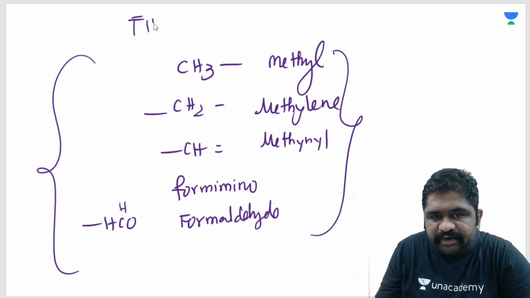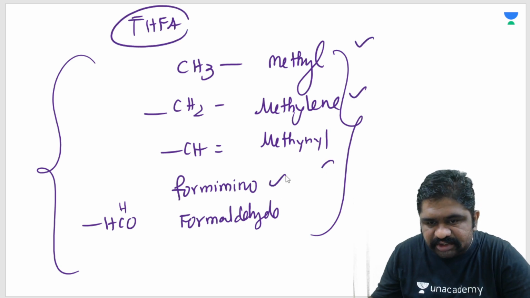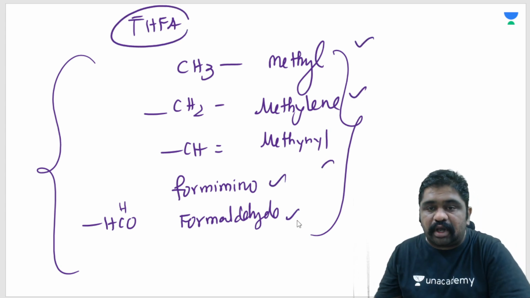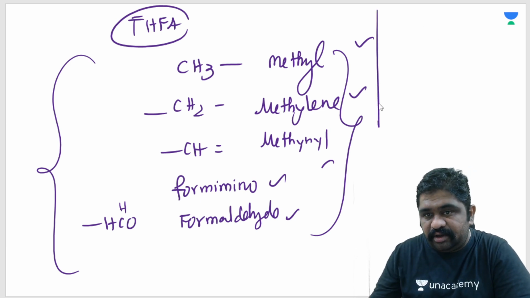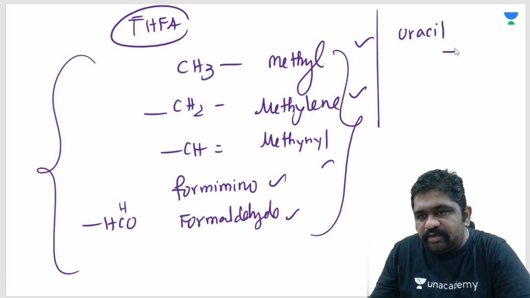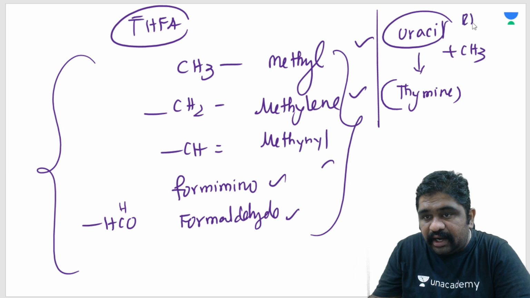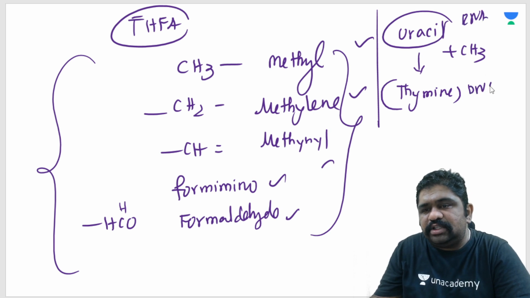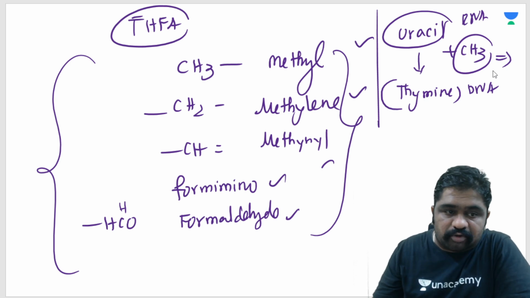Folic acid in the form of tetrahydrofolic acid can be bound to this or this to transfer a one carbon from one compound to other. Remember the importance of the one carbon here. When you had uracil in your hand, if you are able to add a methyl group to uracil, you got another compound called thymine. So you are able to convert RNAs into DNAs by a small change in the addition of one carbon. So do not underestimate the power of one carbon.